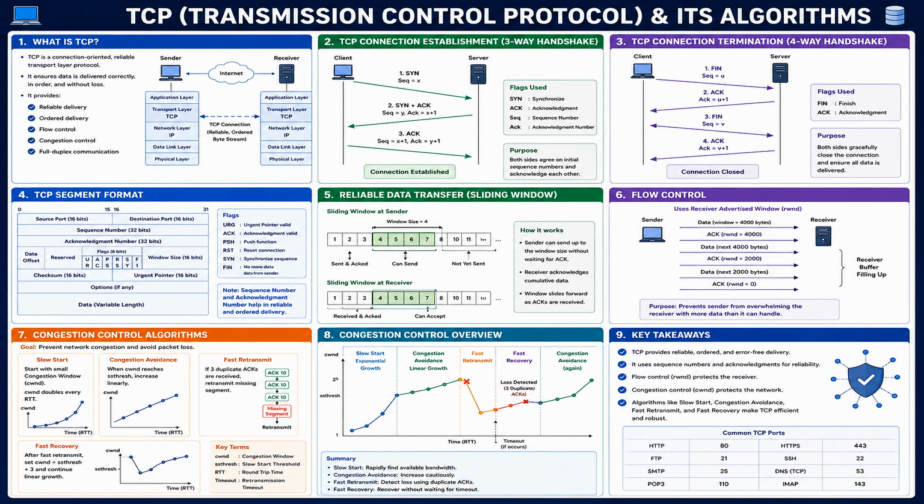Section 6 talks about flow control. TCP flow control protects the receiver from being overwhelmed by excessive incoming data. The receiver advertises an available buffer size called the receive window, or RWND. The sender limits transmission based on this advertised window.